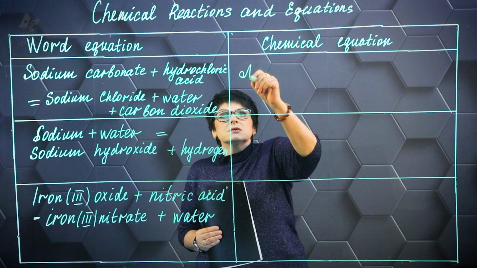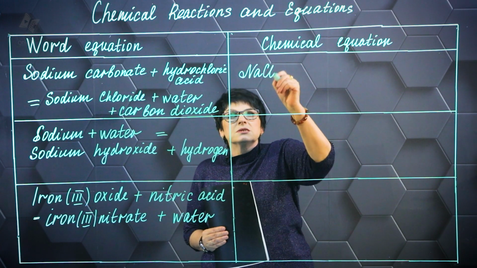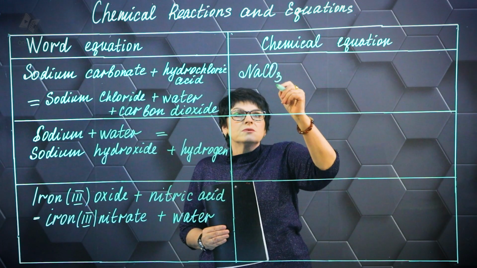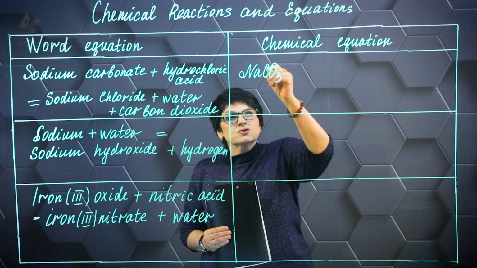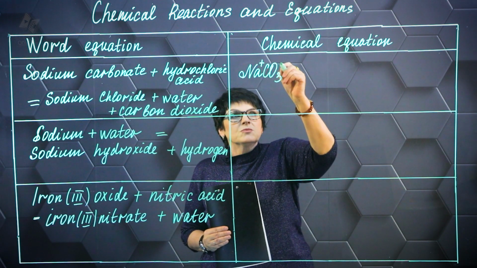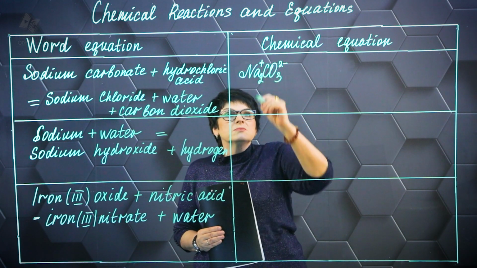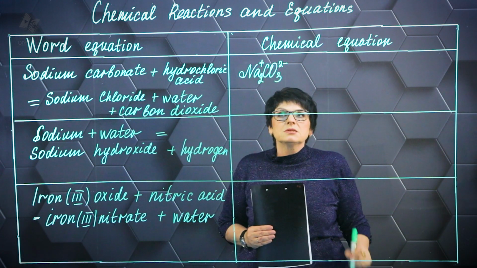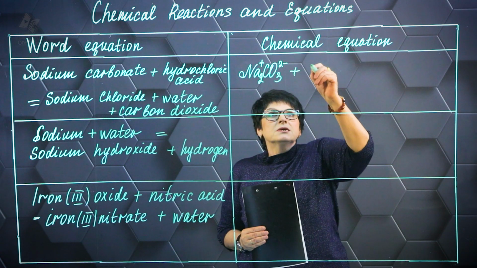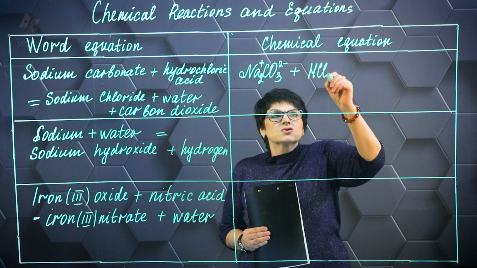Sodium carbonate is a salt, which consists of sodium and the acidic residue CO3. But we've got to check the formula, so we will establish the charges. Sodium plus, CO3 2 minus. Consequently, the formula for sodium carbonate is Na2CO3. Hydrochloric acid is the acid HCl.